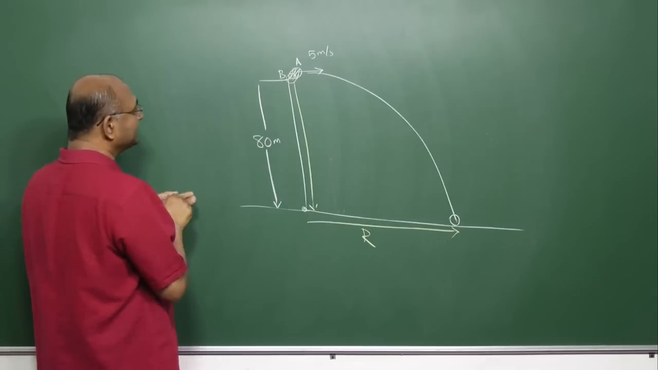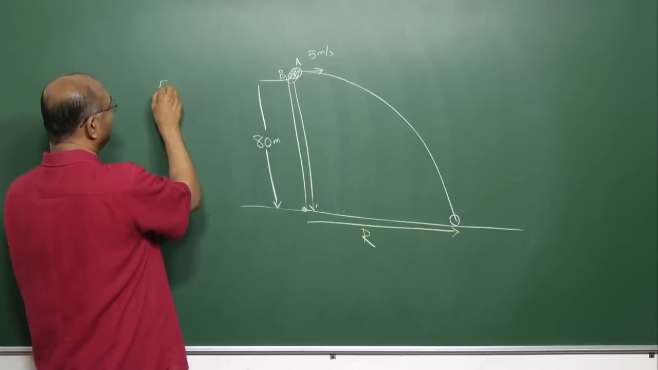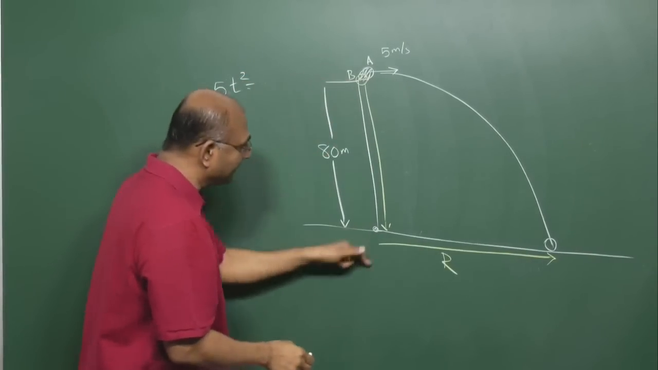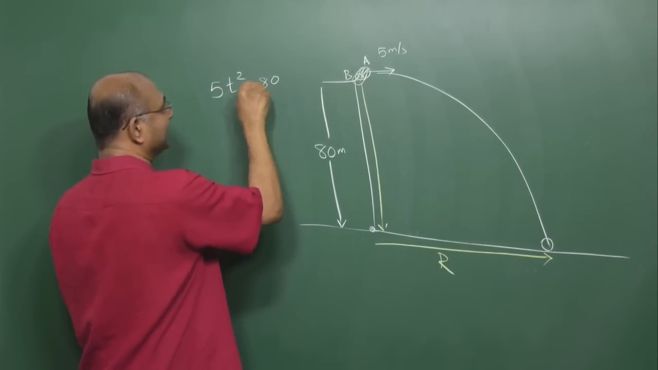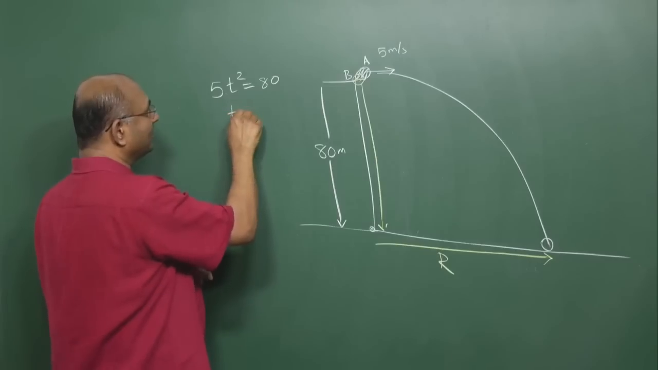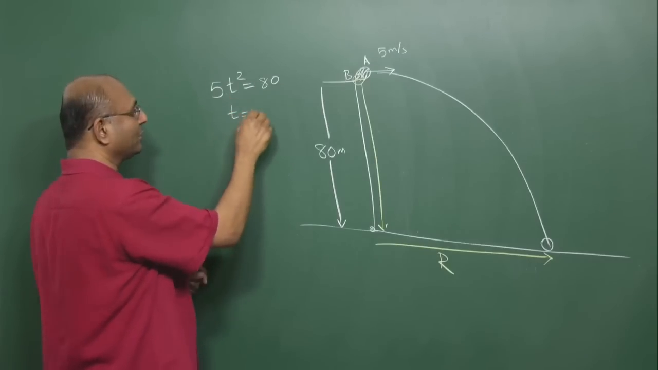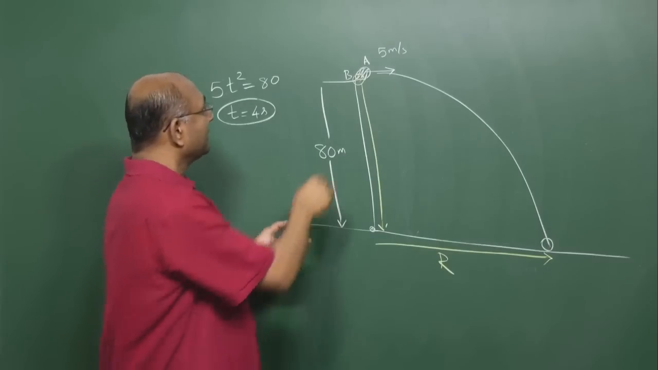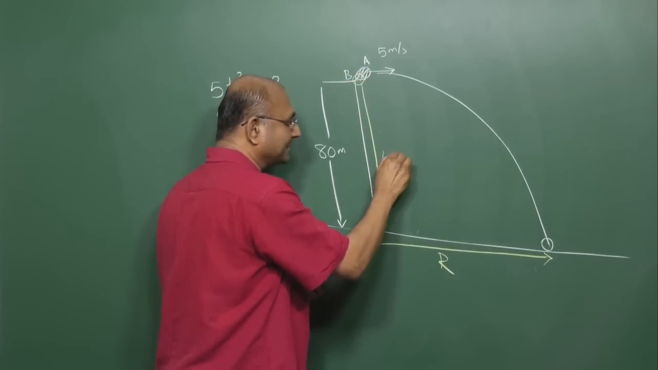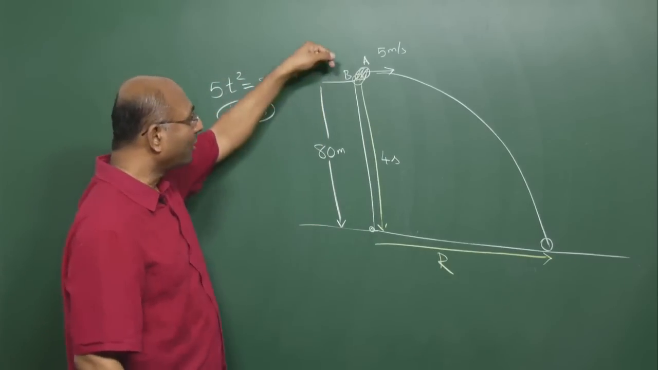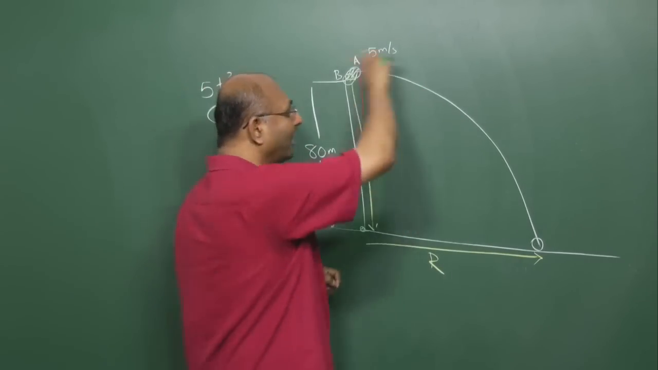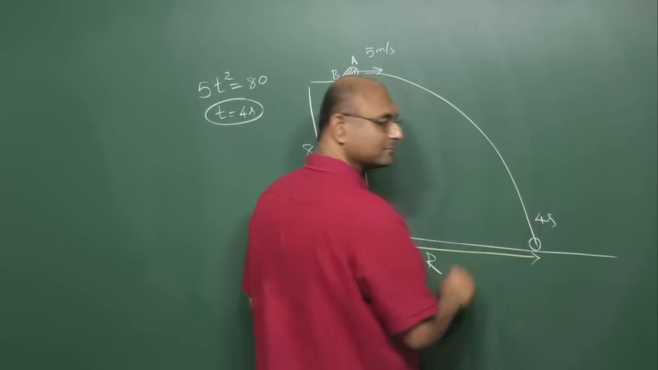If ball B is dropped, you can use the formula 5t square, because that's only valid for straight line motion, right? 5t square is 80. That's why we learned this in the beginning. So t is equal to 80 by 5, 16. Root of 16 is 4 seconds. So who takes 4 seconds? Ball B takes 4 seconds. Ball A takes the same time as ball B. So ball A takes 4 seconds.